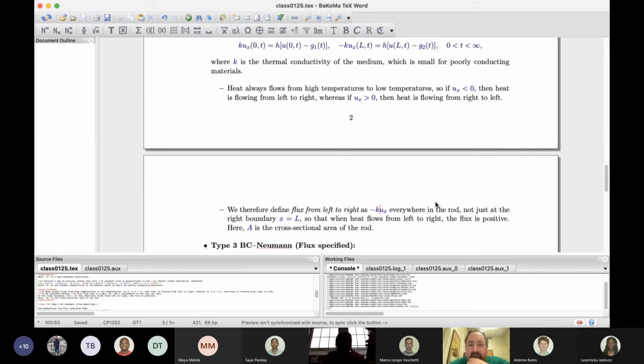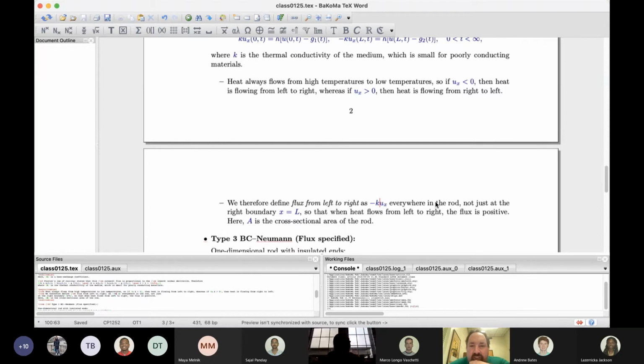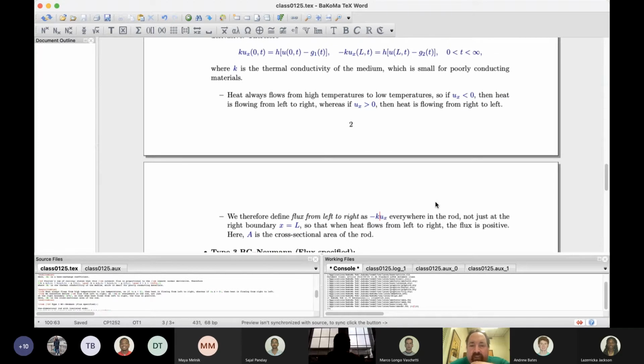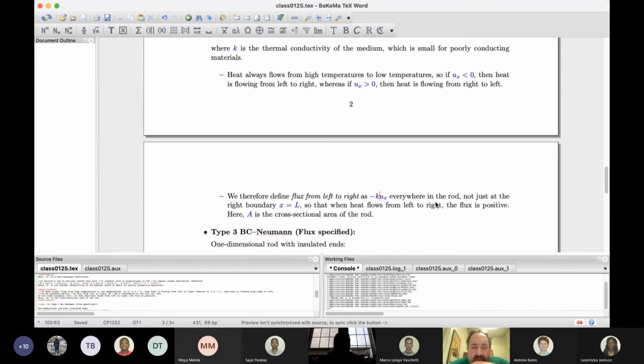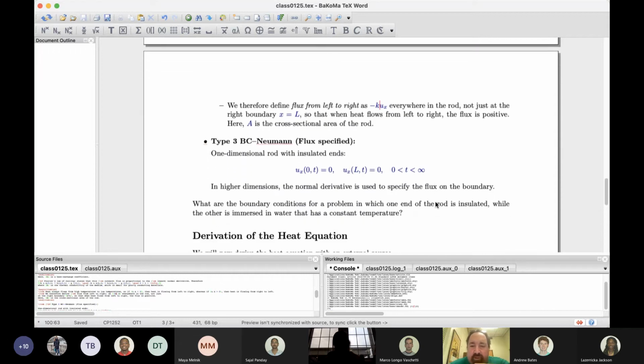So these are three very commonly used types of boundary conditions that we can have. And the thing is, you can have different boundary conditions at different endpoints. So as an example, and one of the homework problems gets into this, what if you have a situation where one end is insulated, but the other is immersed in water with a constant temperature? So whatever the temperature of the water is, that's the temperature of the surrounding medium at that endpoint. So you're going to pick and choose from the types of boundary conditions which is the correct one for each boundary point. So that's something that can certainly happen.